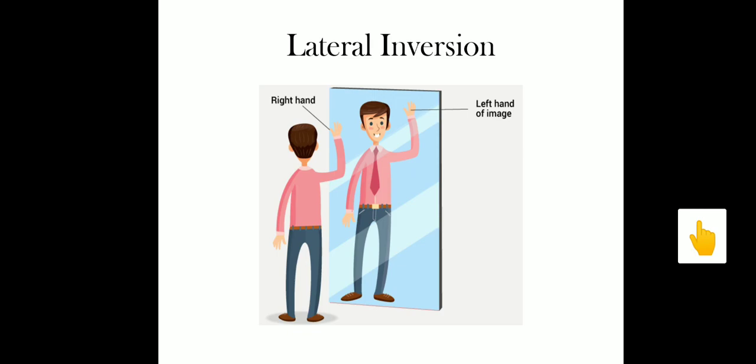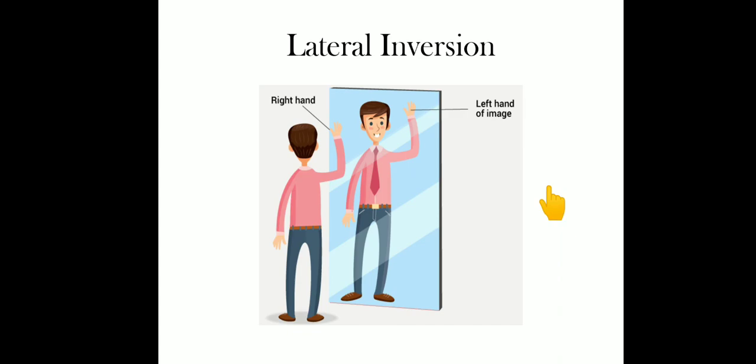Have you noticed that when you see yourself in a mirror, your right part is at the left of the mirror and left is at the right part of the mirror? Have you seen? Have you noticed? Your right hand appears to be the left hand of the image and your left hand appears to be the right hand of your image. Have you seen? And this phenomenon is called lateral inversion. Okay, is it clear?